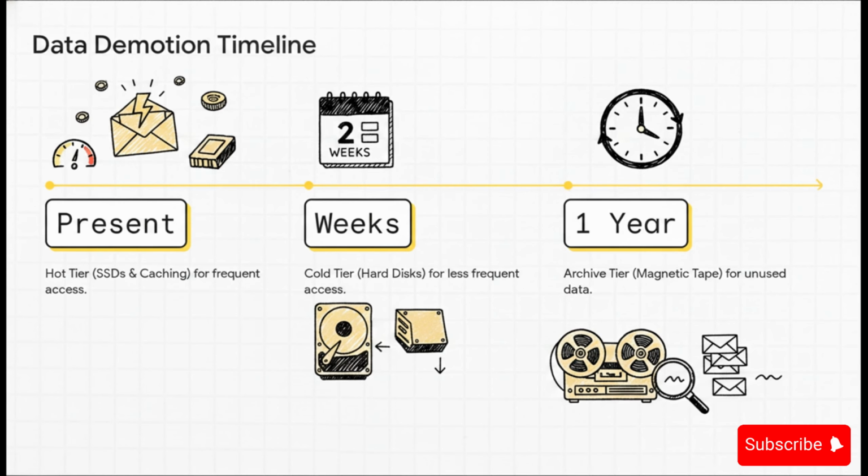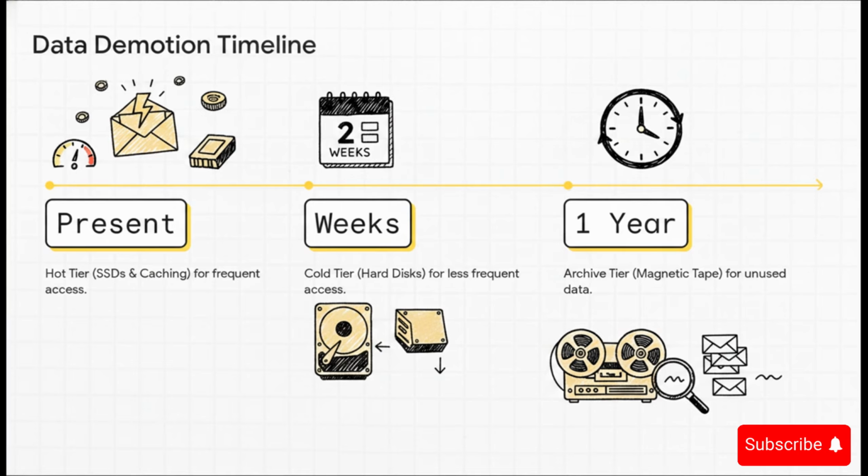When a new email hits your inbox today, it goes straight to the hot tier. You're probably going to open it right now, so it lives on lightning-fast SSDs, using caching on the absolute nearest server, so it loads instantly. But say a few weeks pass, you never clicked it. The system automatically demotes it to the cold tier, moving it off those pricey SSDs and onto standard hard disks. Still accessible, just slightly less prioritized.